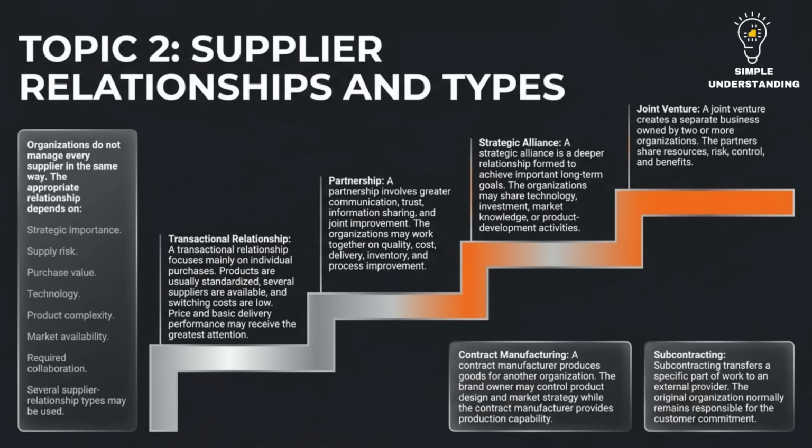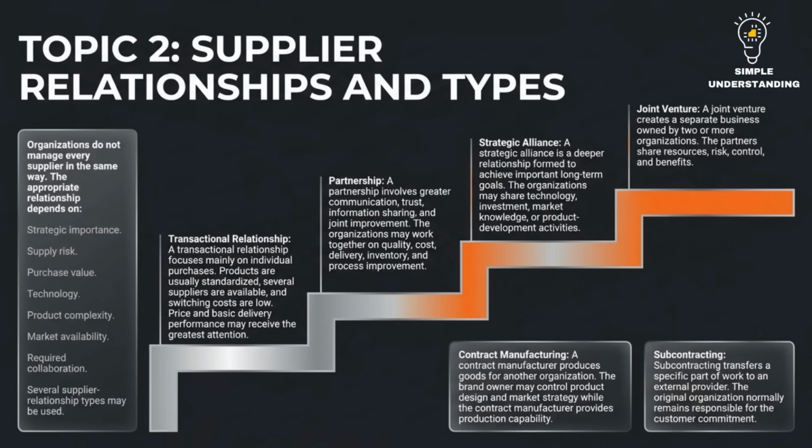Strategic alliance. A strategic alliance is a deeper relationship formed to achieve important long-term goals. The organizations may share technology, investment, market knowledge, or product development activities. Joint venture. A joint venture creates a separate business owned by two or more organizations. The partners share resources, risk, control, and benefits.